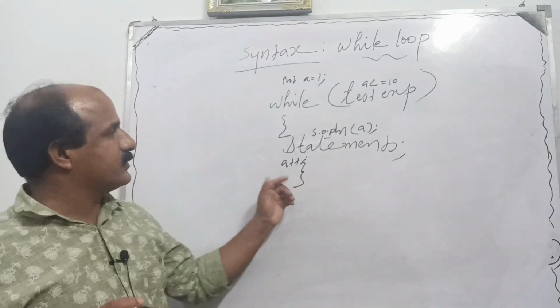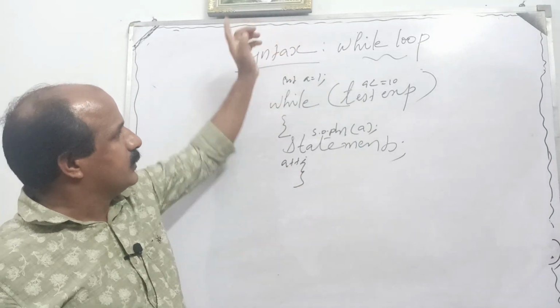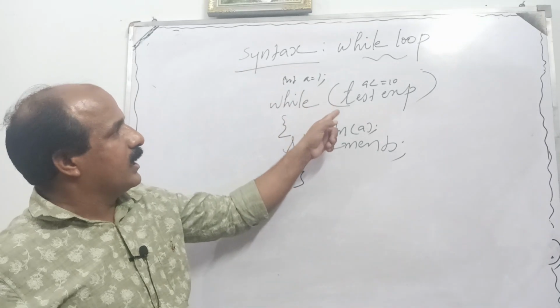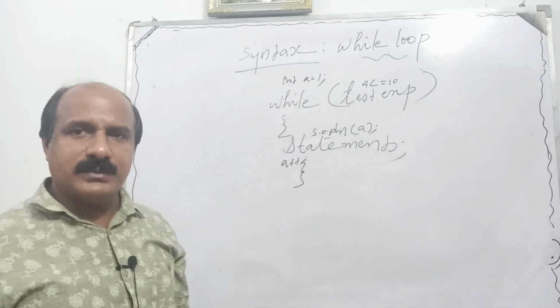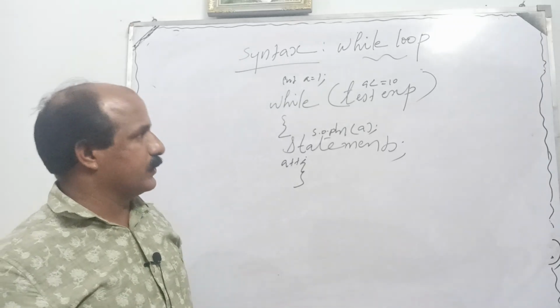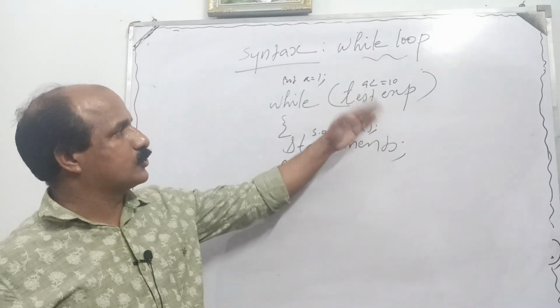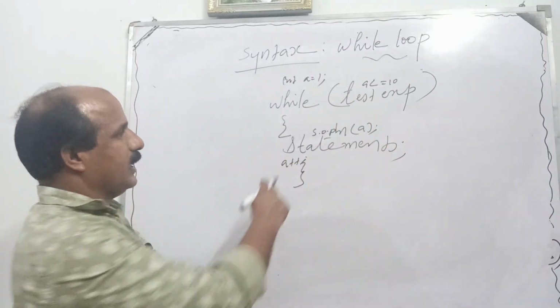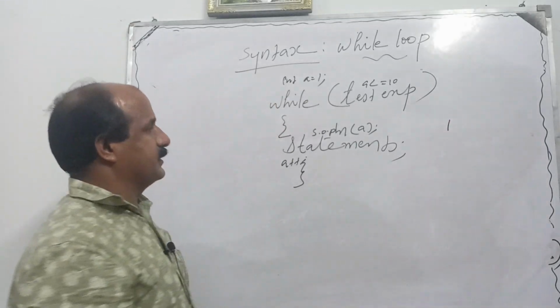So let us see what is happening now. What is the initial value of a? 1. So the condition will be checked: 1 less than or equal to 10. The present value of a is 1, so 1 less than or equal to 10. The expression evaluates to true. True means the value of a will be printed. What is that? 1 will be printed.